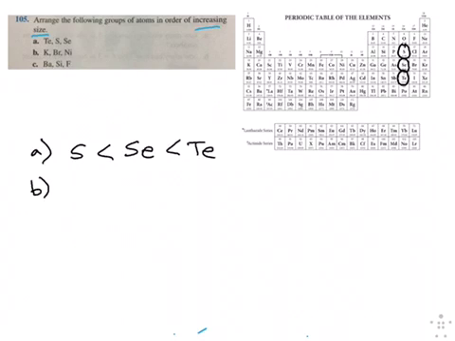For B, we are comparing potassium, bromine, and nickel. So again, you want to find those on the periodic table. And so for those three, we've got potassium right here, we've got bromine right here, and we've got nickel right here. So conveniently, all three of these are located in the same period on the periodic table, the fourth period. And so we're going from smallest to biggest.